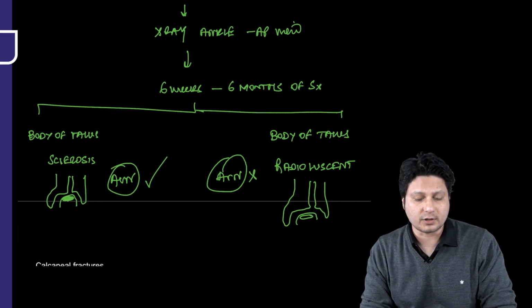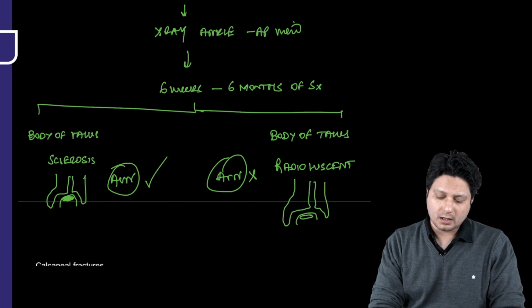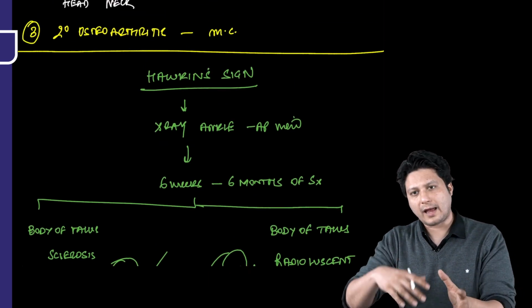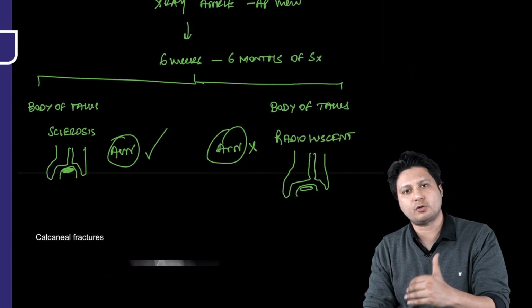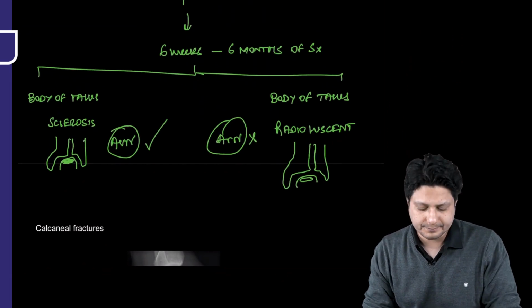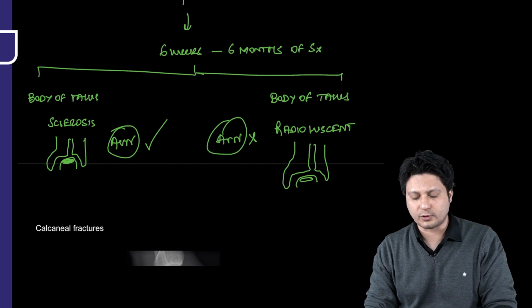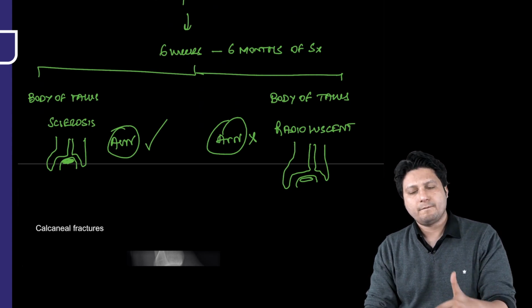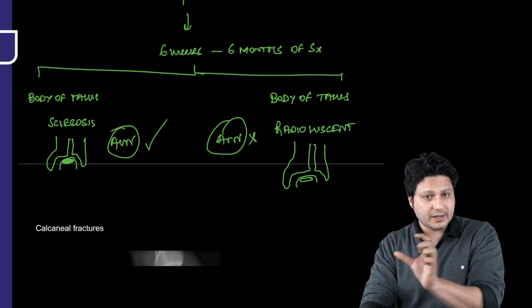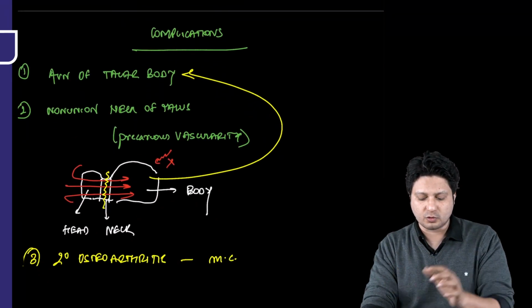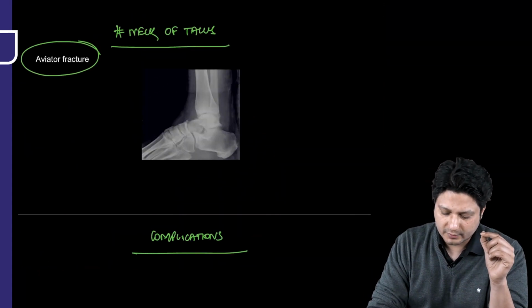All right. So that is what the Hawkins sign is. This is known by the name of Hawkins sign. So it could have two outcomes. If there is sclerosis, it has gone into AVN. If there is no sclerosis, that means there is no AVN, and it is going to have union with the best possible outcome. So this much you need to remember in the aviator fracture, that means fracture neck of talus. So we have started this topic with the fracture neck of talus.